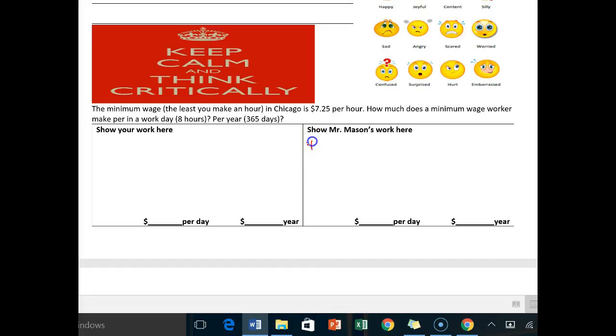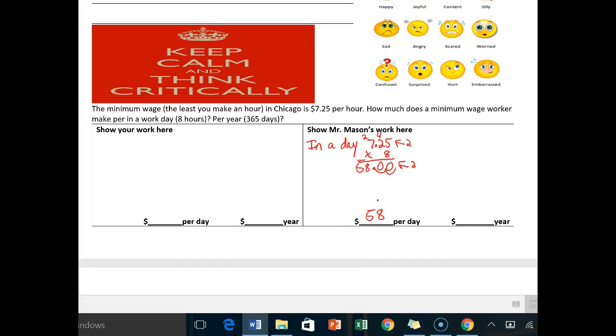I said, let's figure out how much they make in a day, right? So in a day, they make $7.25 per hour times 8 hours. So how much do they make in a day? So let's do this multiplication. So this is 40, carry your 4. This is 16, plus 4 is 20, carry your 2. 8 times 7 is 56, plus 2 is 58. Don't forget, since you have 2 decimal places here, you need to swoop 2 times here. So once, twice. So it's $58 per day.